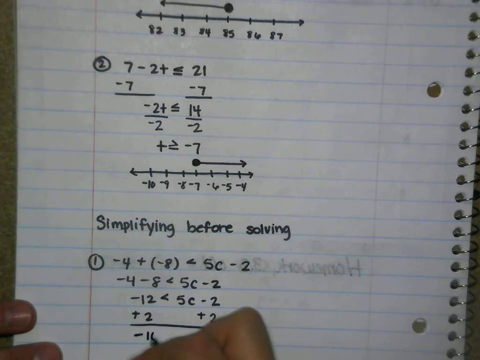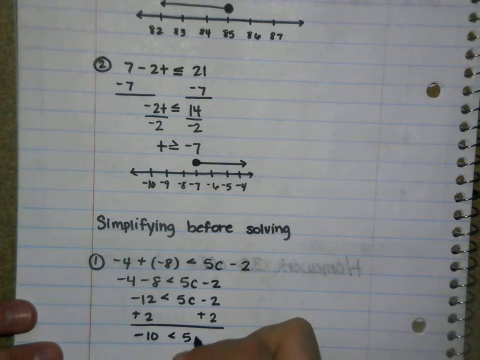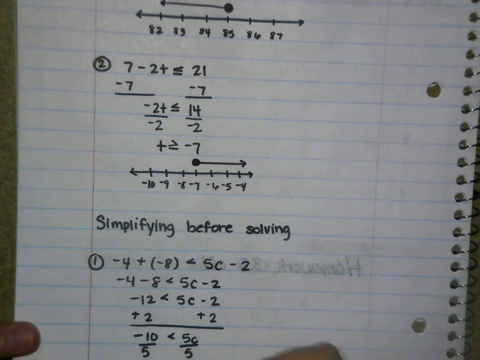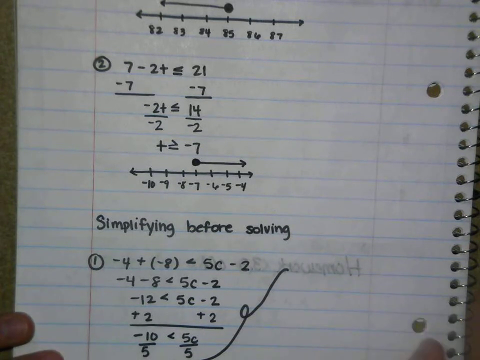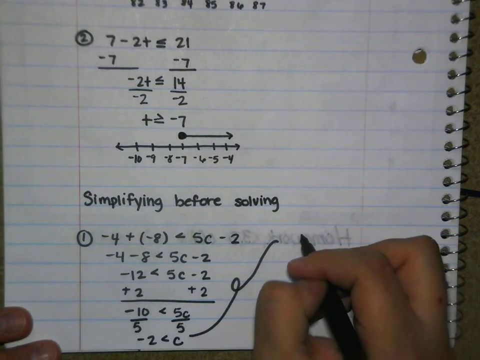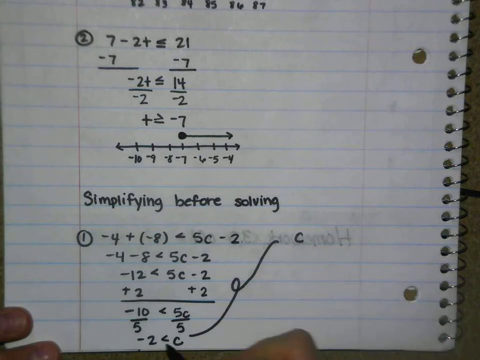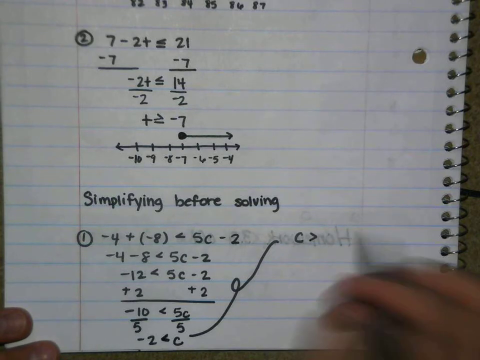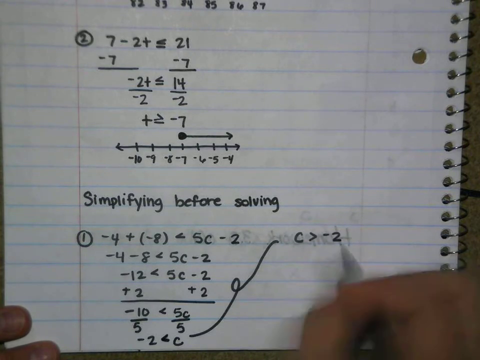That's going to leave us with negative 10 is less than 5c. We're going to divide both sides by 5 to get c by itself and get negative 2 is less than c. Now, to graph this, I'm going to want to flip it to make it easier for me. I'm going to put c on the left side, and look here, the inequality opens up to the c, so we're going to make sure the inequality opens up to the c over here as well and have it as c is greater than negative 2.